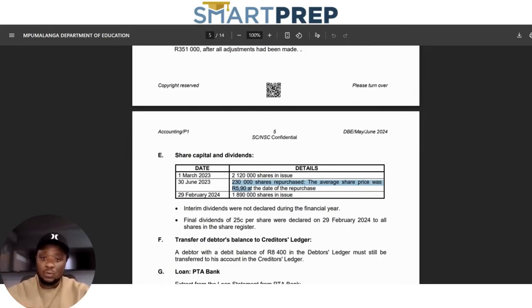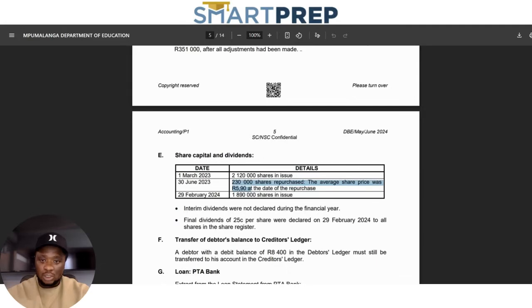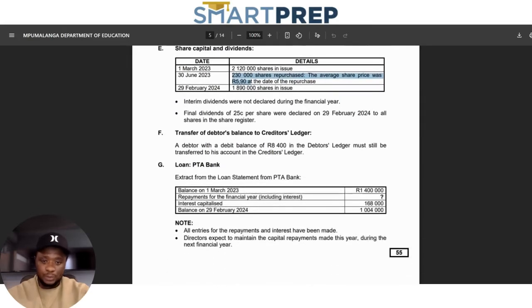So let's then move into the next part of this statement of financial position and look at the loan at PTA Bank. So let's look at the information relating to the loan. So what do they say? They say extract from the loan statement from PTA Bank. The balance of the loan on 1 March, so at the start of the year, was 1,400,000, and then at the end of the year, it's 1,004,000.